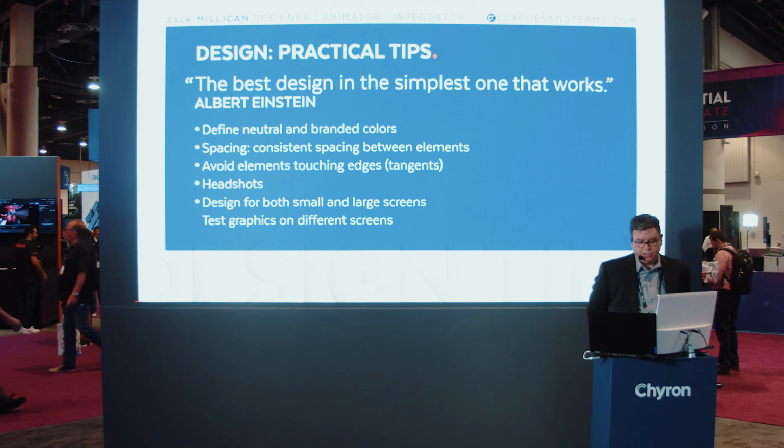So some practical tips: when you first start with the package, you want to define your neutral and your branded color. So speaking for a sports package, I'm going to define, is this going to be white plates with dark text or a dark color with bright text? And that's where you kind of start the whole thing. And if it's sports, then you have to make sure your team colors and elements will work and contrast well with these neutral colors.